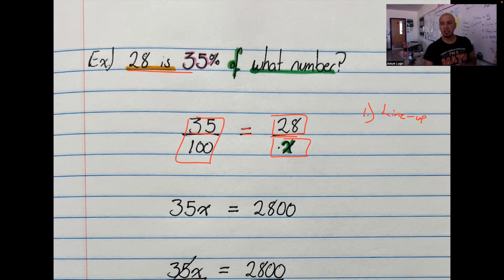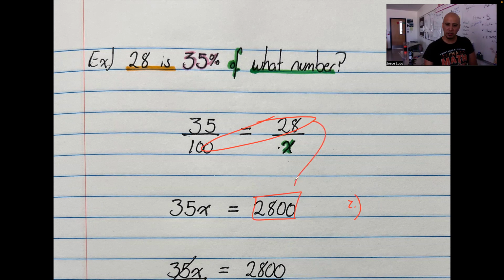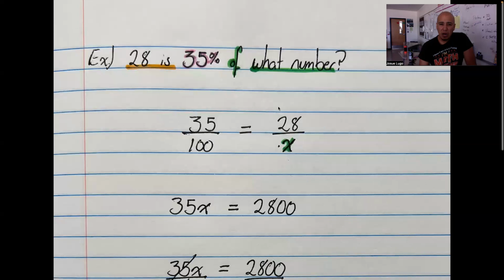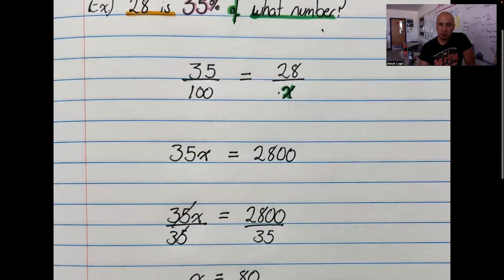So now that we've set it up, now that we've lined it up, let's do number two. Let us go ahead and cross multiply. So we're going to do 100 times 28, which gives us 2,800, 28 and 2 zeros. And the other side, we have 35x. However, by now, some of you will have already noticed, since I was able to multiply 28 times 100, that means that I'm going to have to divide by 35. And that's right. That's the number next to the variable, next to the letter.